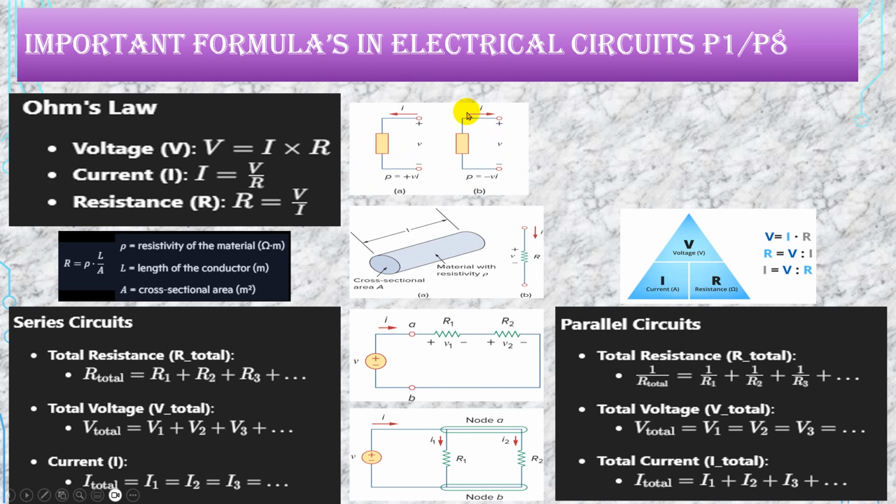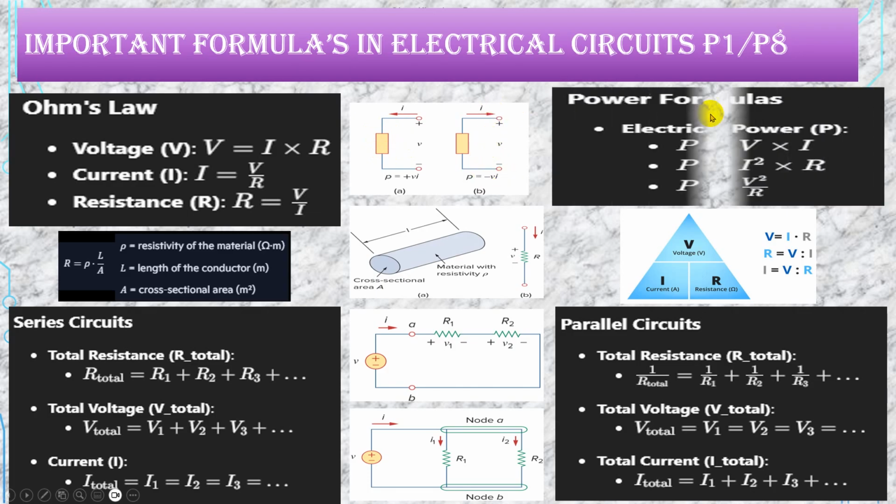Now when P is equal to minus VI, that is, current leaving from this block, it is called power delivered, meaning power is going out. Here power is going in, absorbed. So power is given to the outside, and that is called minus VI.